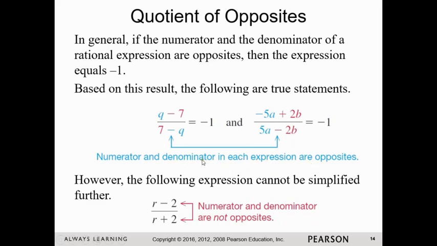But what I do want to bring attention to is this final example here, r minus 2 over r plus 2. These are not opposites. They have to look something like these two examples. R minus 2 over r plus 2: these are not opposites, so it cannot be simplified further.